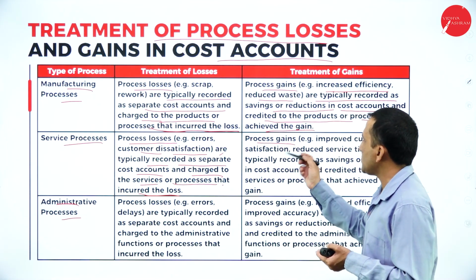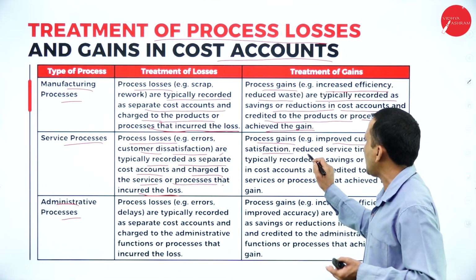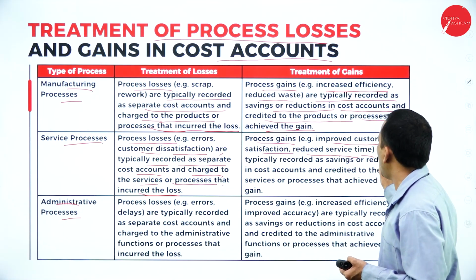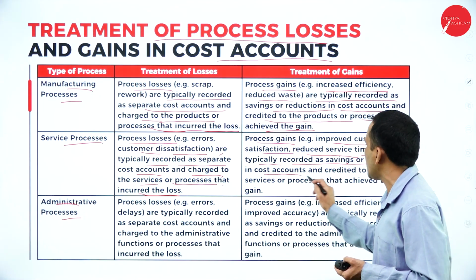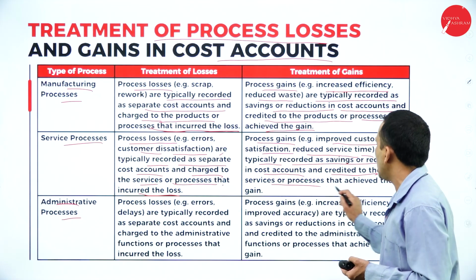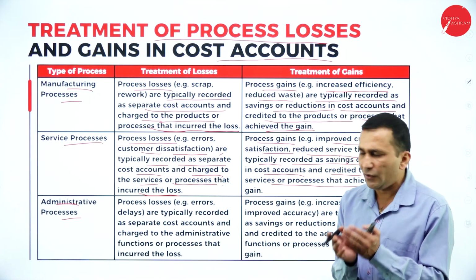In case of a process gain in the service sector, it improves customer satisfaction and reduces service time. Okay, so we typically record the savings and reductions in the cost account and credit them to the service or process that achieved them, because we need to credit the value.